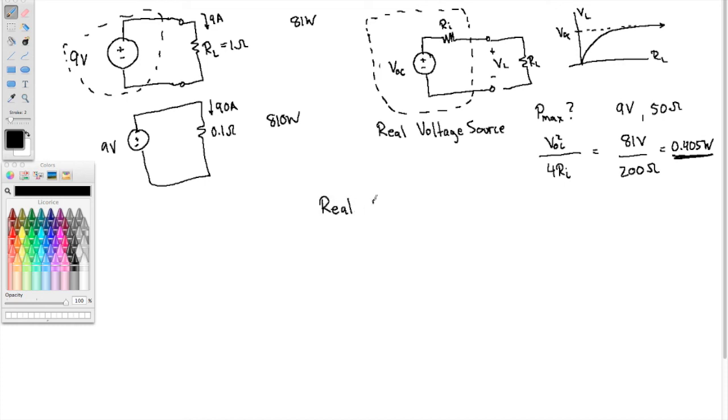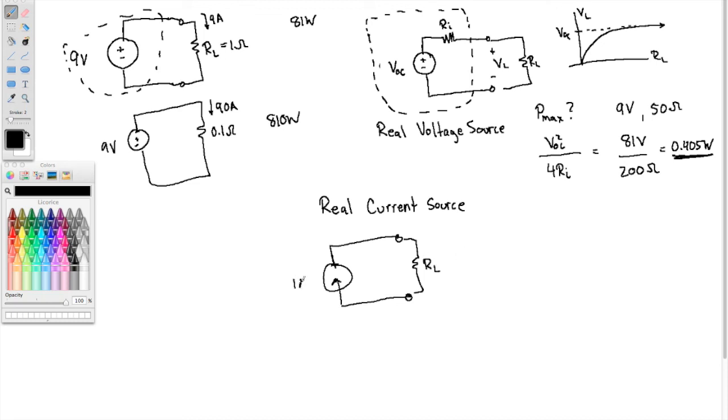If I wanted to model a real current source, the model would not be this, because there's the same issue here. If I connect something, a load resistor, the power that I can get out of my source can be made arbitrarily high, right? Just like I could get as much power as I wanted over here with the voltage source, I can get as much power from here. All I have to do is make this RL keep increasing.